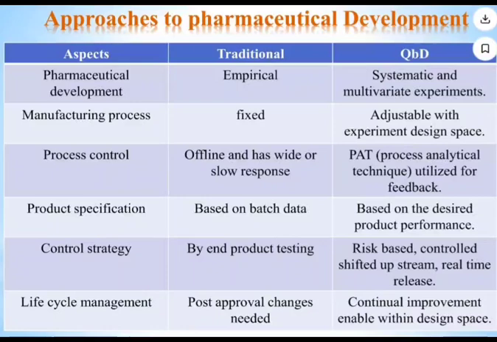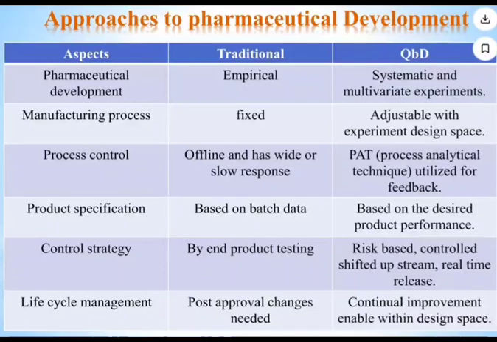In quality by design, the process is flexible and can be adjusted within the design space that has been scientifically studied. This makes the process more robust and reliable. Third, process control. In the traditional system, process control is usually offline, which means measurements are taken later and the response time is slow. But in quality by design, we use PAT, process analytical technology. This allows real-time monitoring and feedback, making the process faster, more accurate, and more controlled.